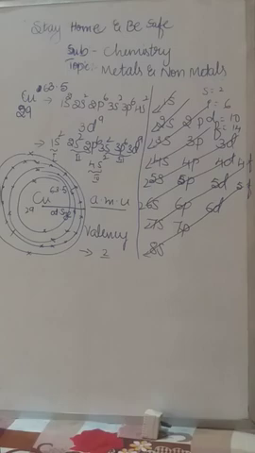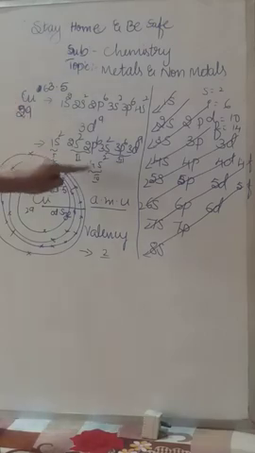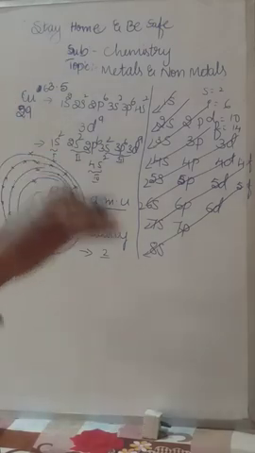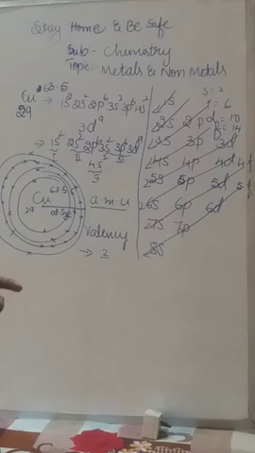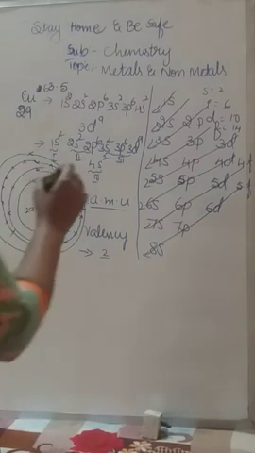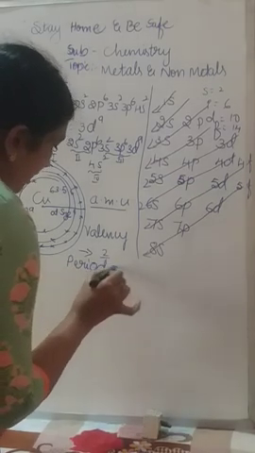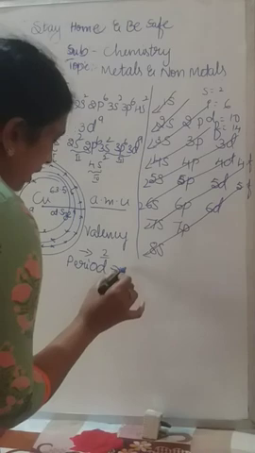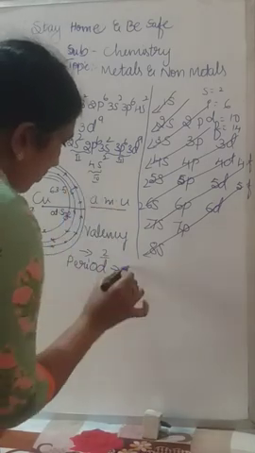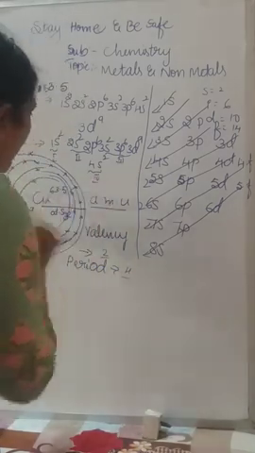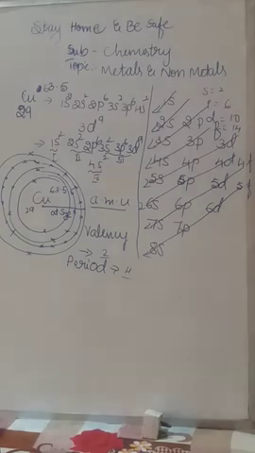In this we can also find the period, very important. So copper comes in which period? The last orbit is what is called the period. Keep in mind, the period means the last orbit of copper, which is 4. That's why the period of copper is 4. See, the last orbit is 4. That's why the period of copper is 4.